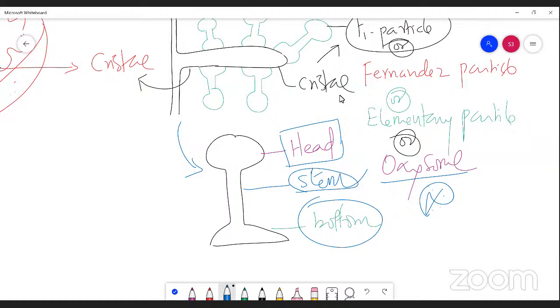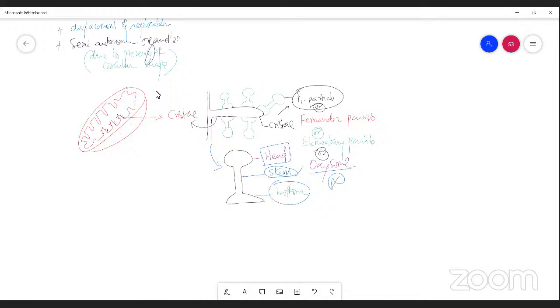Yes, students. Do you understand what I mean? Yes, sir. Right. We have discussed three things. The one is the structure, and another is the crista. When you enlarge the crista, you find the F1 particle. Right?